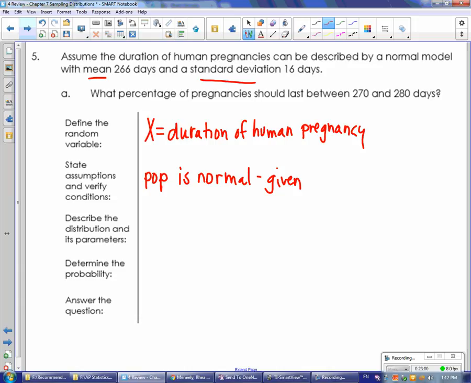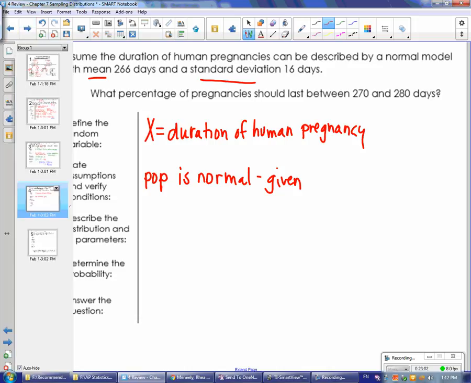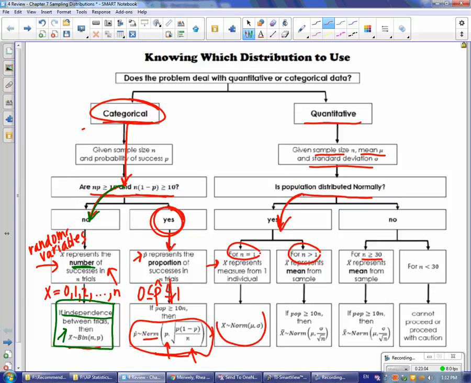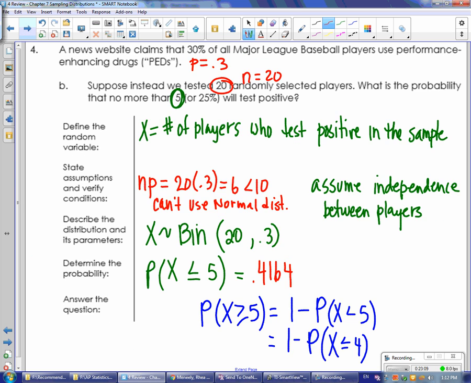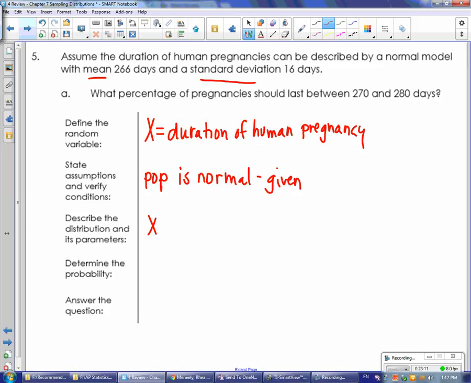And then I'd talk about how X is distributed. And remember, we're talking about the population. All of this information is given to us. X is distributed normally with a given mean and standard deviation. The mean we said is 266 days. The standard deviation is 16. Again, this is given. Now I want to determine the probability that a pregnancy would last between 270 and 280 days. Again, I'm using the random variable X, not X bar.